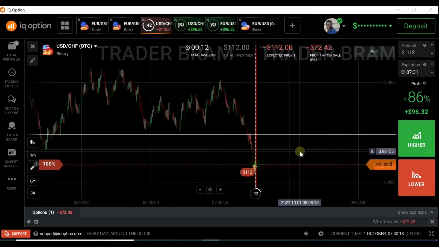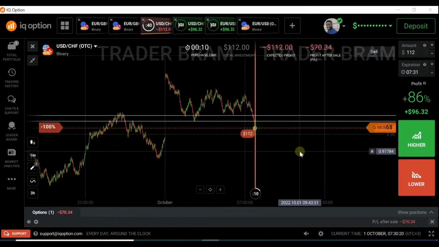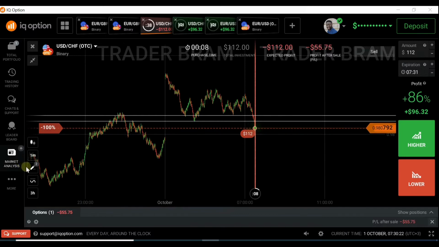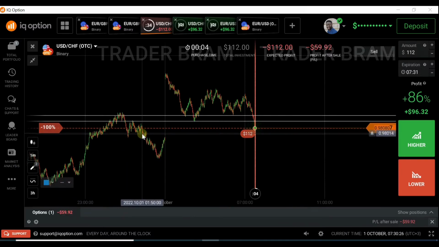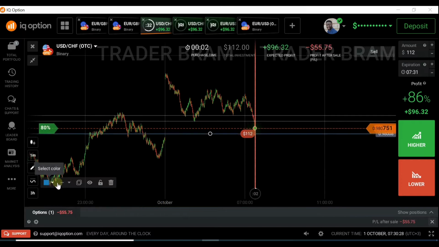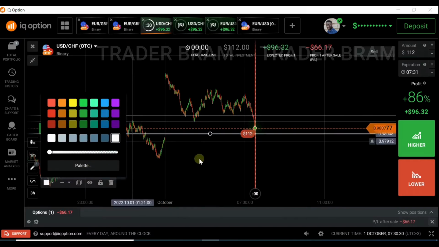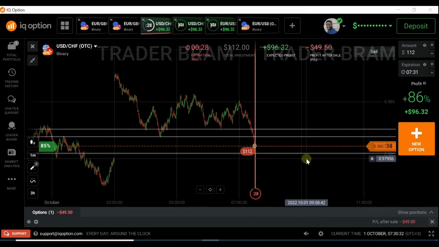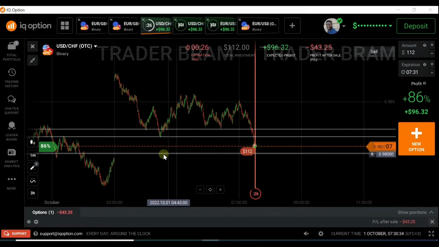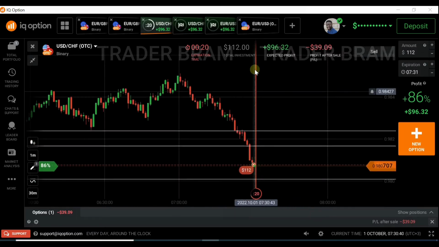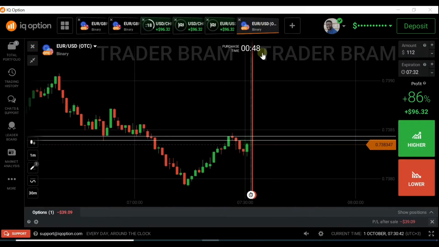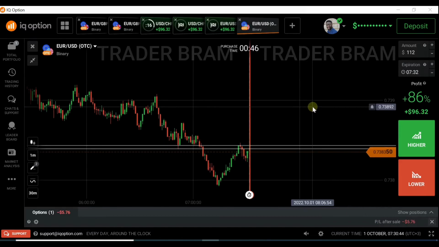because I don't see any level of support and resistance. Our next level is probably here. This is where our next level is. So the market needs to fill this gap. Most of the time it will fill, but not always. It's not 100%.